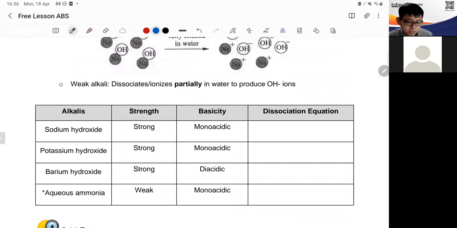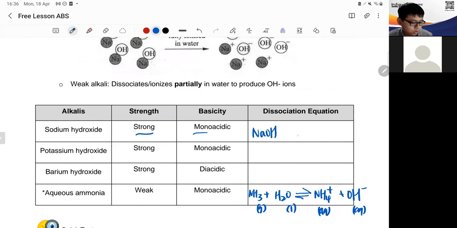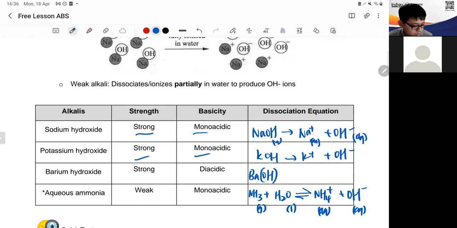So for the dissociation equation, just rewrite it. Remember, it looks like this, and these are its symbols. This is a gas, this is liquid, this is aqueous because ions are aqueous. NaOH, because it says strong and mono, one only, complete dissociation: aqueous, aqueous, aqueous. KOH is exactly the same because it's mono and strong. State symbols are the same as the previous one. Barium hydroxide is also strong. Like that.